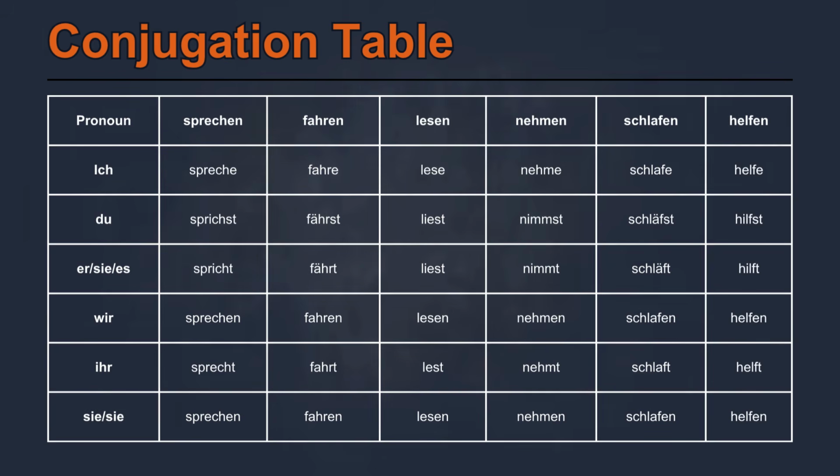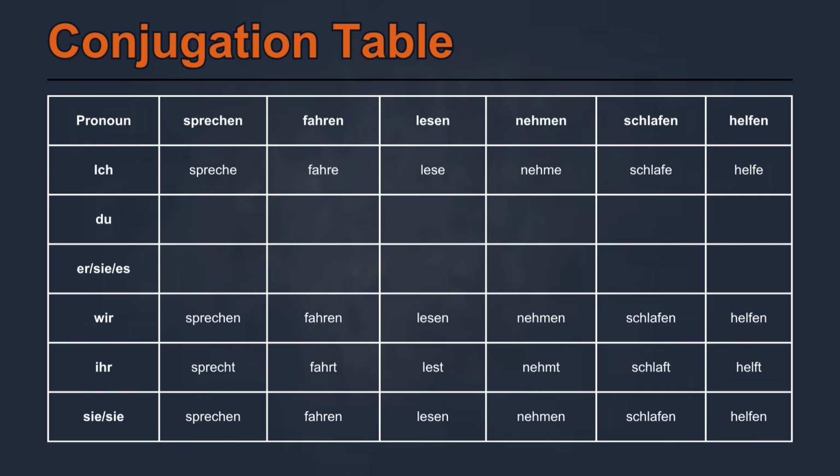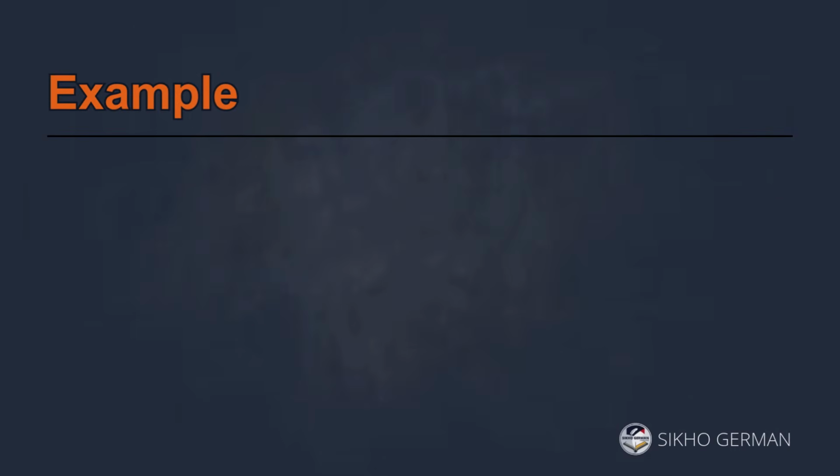Helfen, to help, pattern 1b, e to i. Ich helfe, du hilfst, er hilft, wir helfen, ihr helft, sie helfen. Notice the pattern. Only du and er/sie/es change. All other forms, ich, wir, ihr, sie/Sie, use the regular stem, just like regular verbs. Let's see these irregular verbs in real sentences.